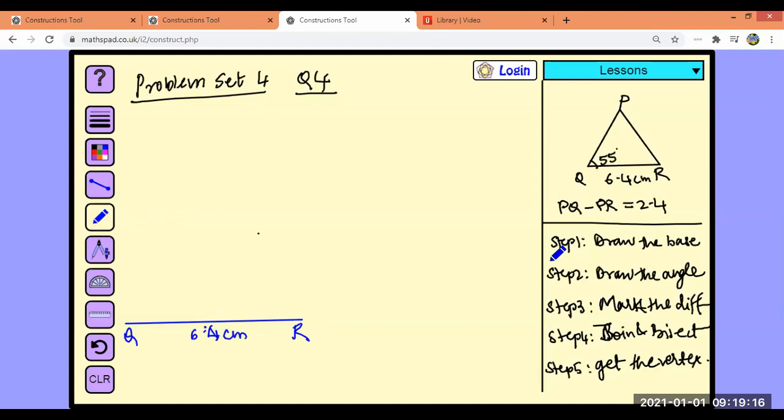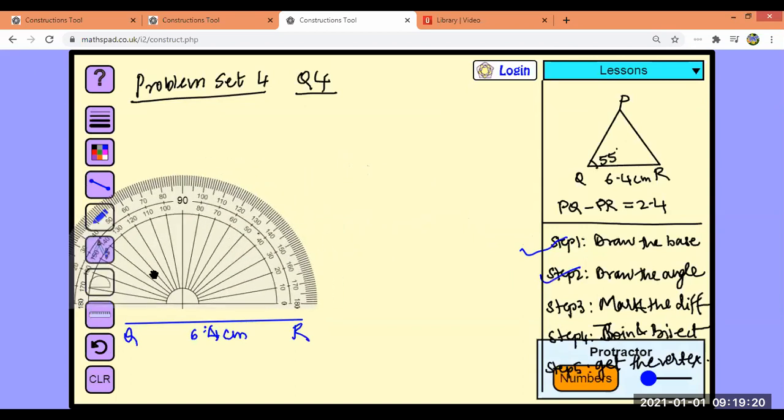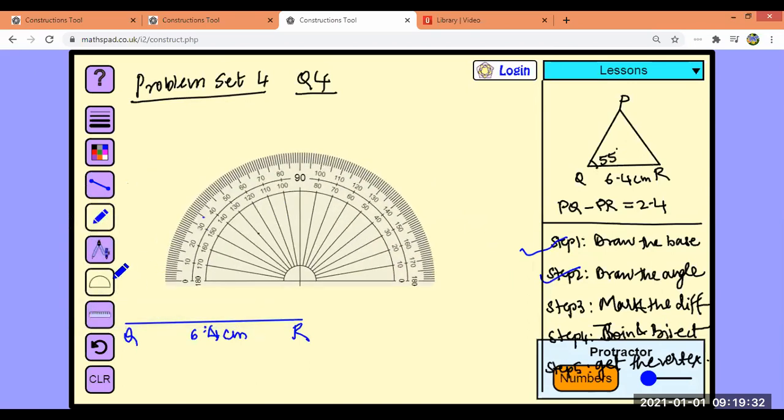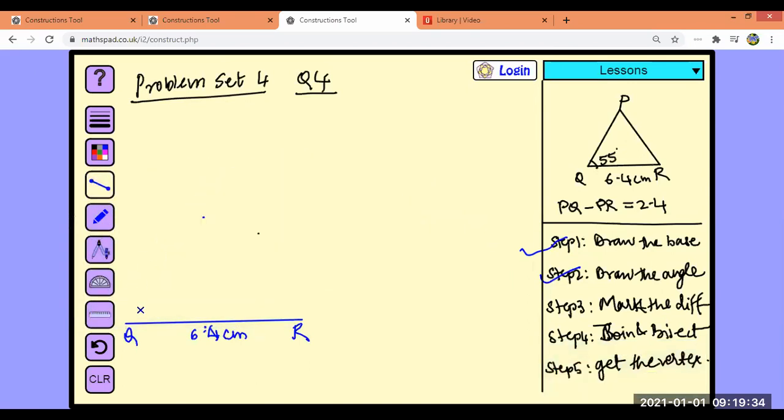centimeters. Next step is to draw the angle. So using the protractor, place it on point Q like that, and we need to mark 55 degrees. So 50 and 60, this is 55 over here. So that's 55 degrees. Once we mark that, we are going to join point Q to that point which gave us 55 degrees and extend. Also, don't forget to put arrowheads.